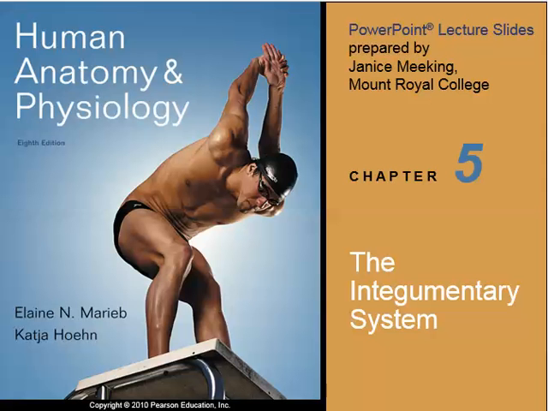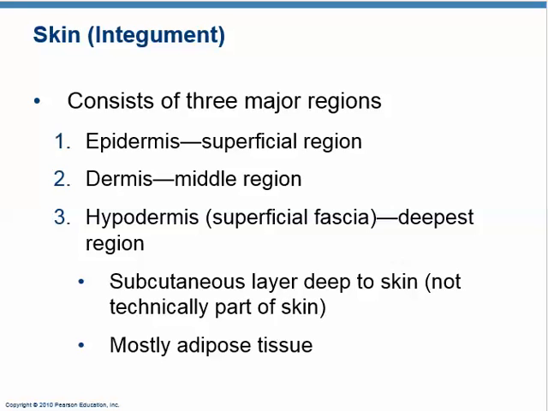This is a short YouTube presentation on Chapter 5, the Integumentary System. So, really, the integumentary system is the skin. It's a large organ that covers our entire body, and it consists of three major layers.